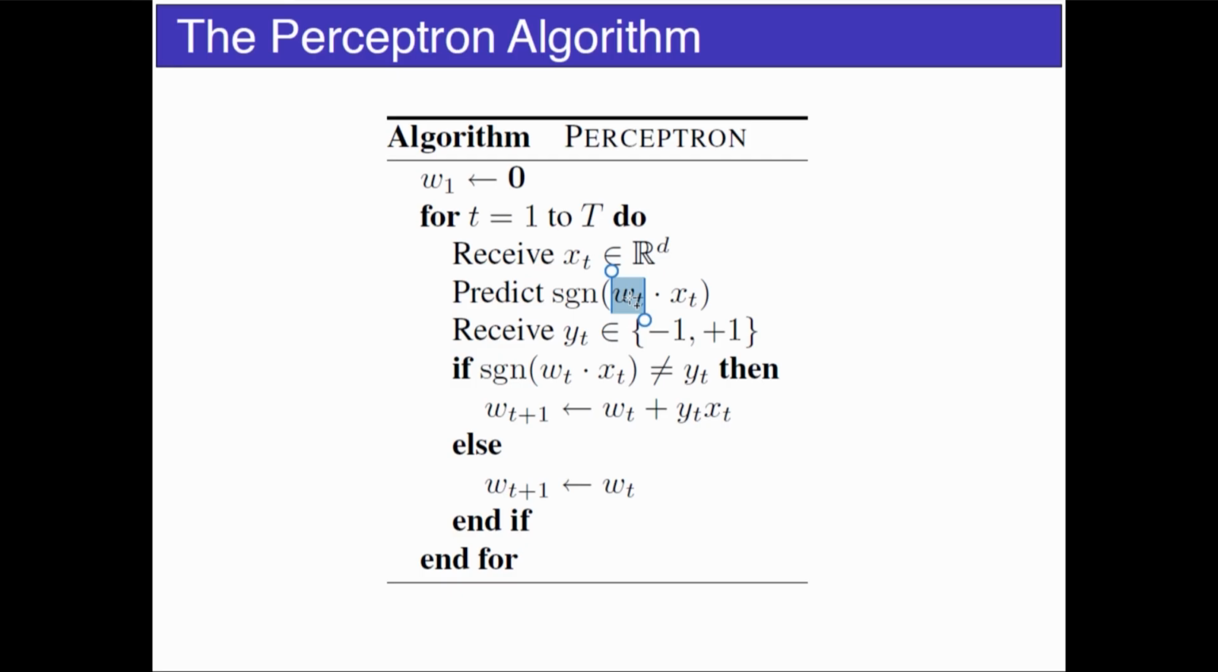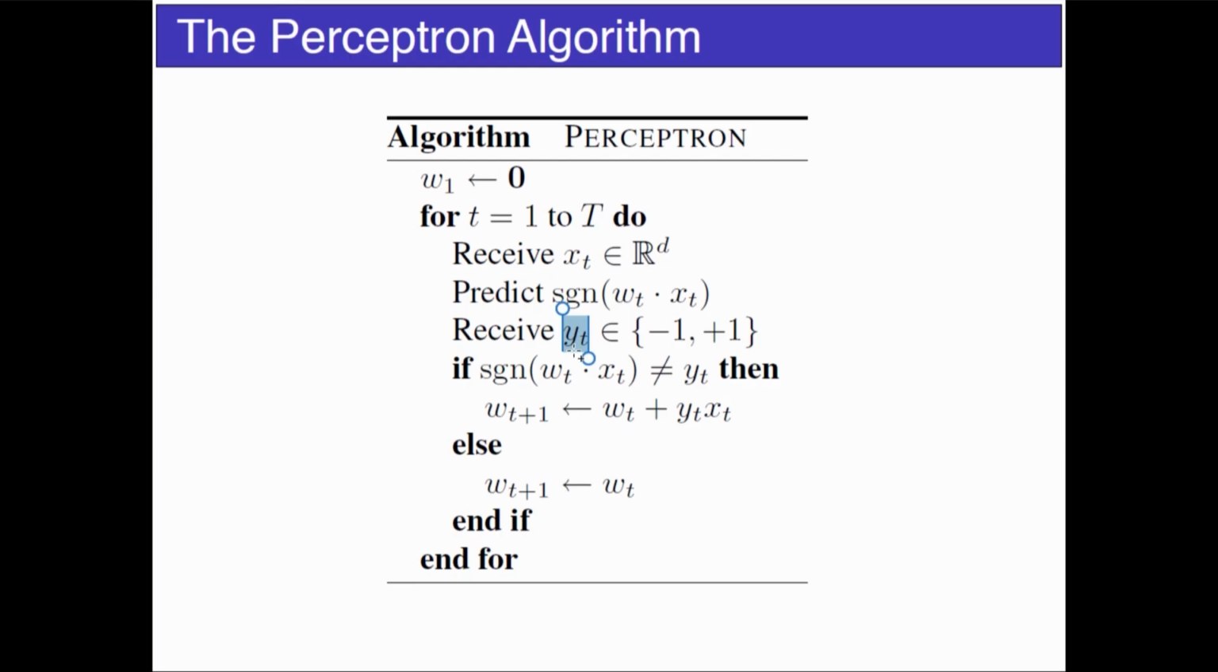How do you do that? You just take an inner product, wt.xt. So what does that mean? Essentially, you have a half space classifier given by your wt, and if xt is on this side of the half space, you predict +1. If not, you predict -1. So you predict the sign of the inner product of wt and xt. Now you receive the true class of xt, which is yt, either -1 or +1. Now we can see whether you made a mistake or not.